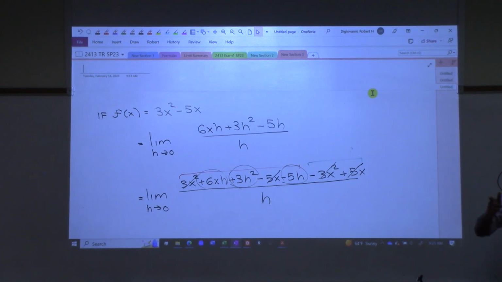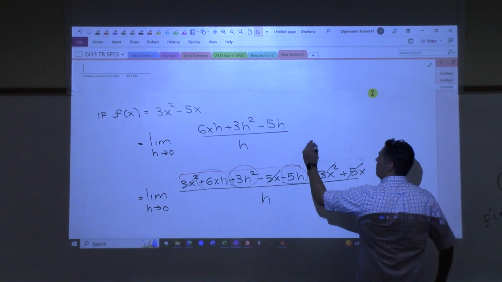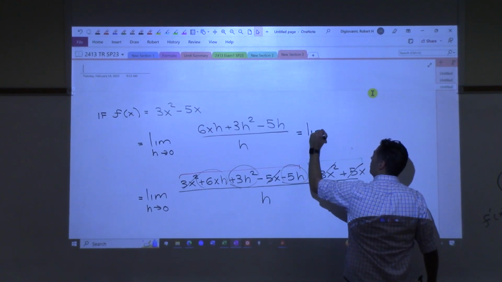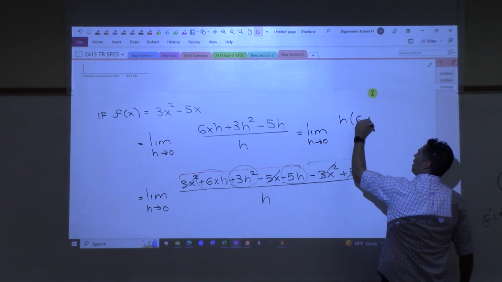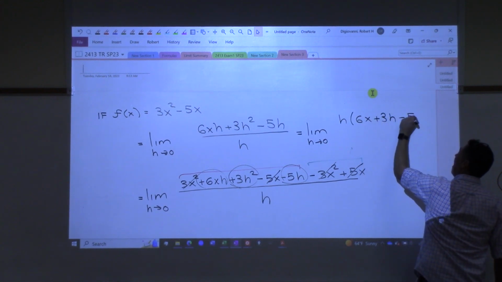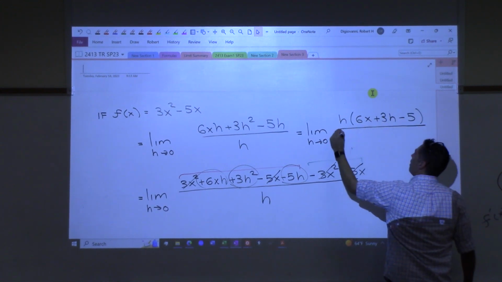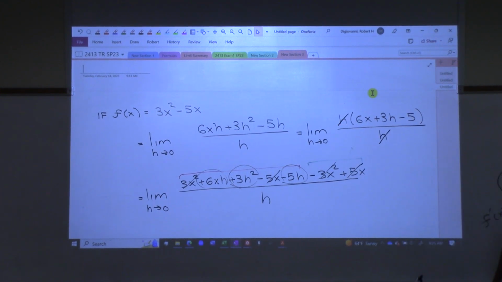Factor an h out of the top, right? All of these have h's in them. So I'm going to factor out the GCF, like back in college algebra. Do a GCF out of the top. H comes out. I got 6x there, plus 3h, and then minus 5. And all of that over h. And that now allows me to cancel or reduce that h.